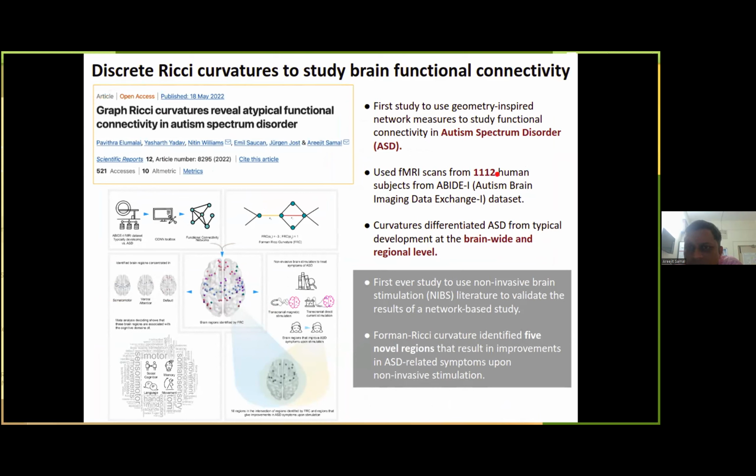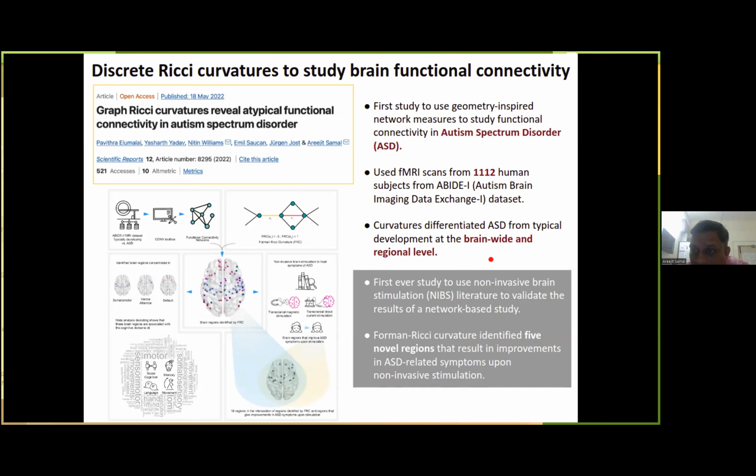To mention some of the highlights of the study, this is the first study which uses geometry-inspired network measures to study functional connectivity. In this study, we use the ABIDE-1 dataset, and it is one of the large-scale studies because we are analyzing fMRI data from more than 1,100 human subjects. We are able to show that these curvature measures are able to differentiate between ASD and typical controls: you take networks for subjects with autism spectrum disorder and networks from control subjects, that is, those who are cognitively normal, and you compare them and we see that they detect differences.